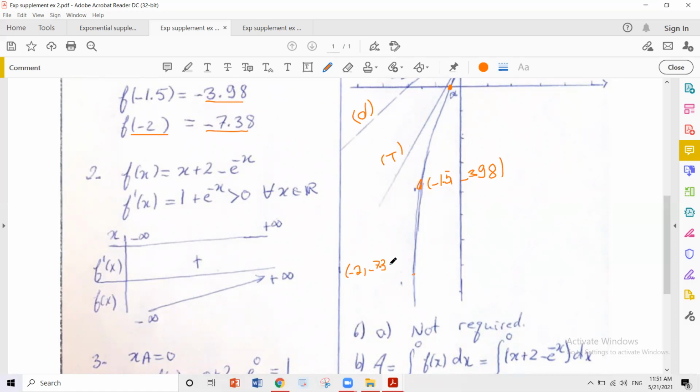Yes, e to the power 0, what does it give? 1. Anything to the power 0 is 1, except 0. 0 to the power 0 is indeterminate. But anything to the power 0 is 1.